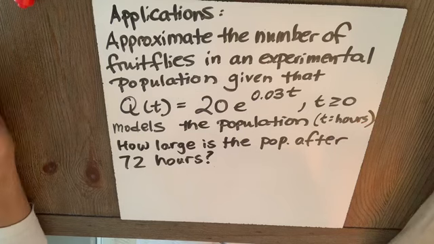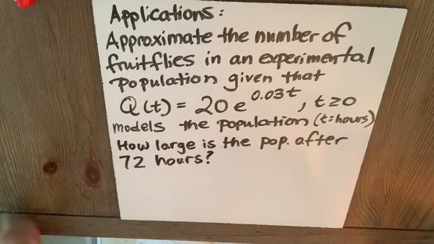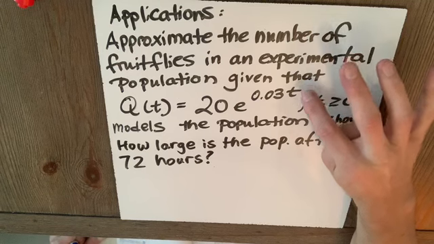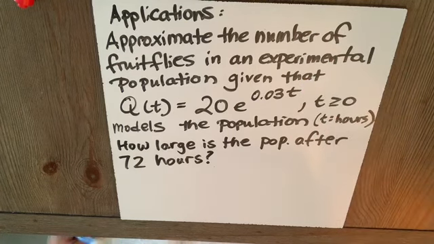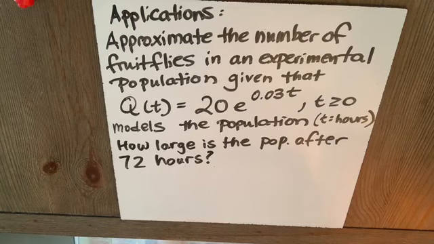Here in the second part of this question, they've asked us, how large is the population after 72 hours? Well, we have to be careful with time because this t sometimes is years, sometimes it's days, sometimes it's hours, and sometimes we have to translate 72 hours into 3 because that would be 3 days. But for this problem, t is hours. So we don't have to say that's 3 days, it's actually 72 hours.